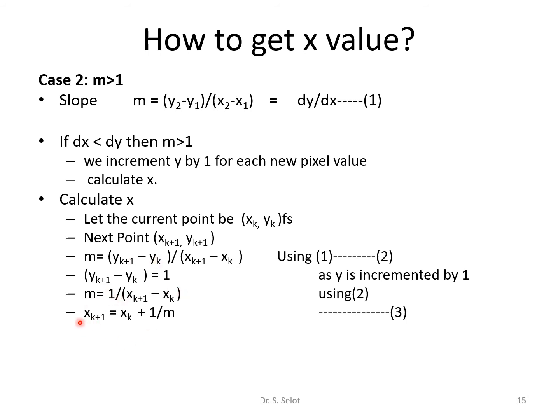And now we can calculate xk. The new pixel position calculation on x is obtained by the old value of xk plus 1 by m. So under this scenario, whenever we have lines with the slope greater than 1, we perform the calculation: the new value of x is xk plus 1 by m, and the new value of y is yk plus 1. So these two calculations are used in the algorithm.